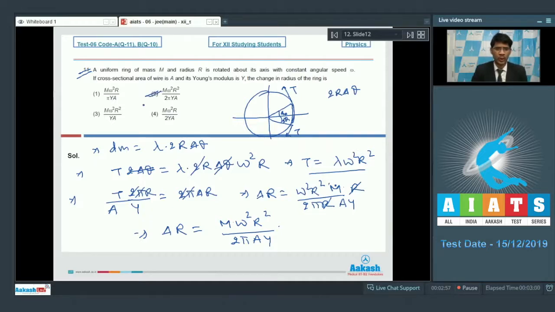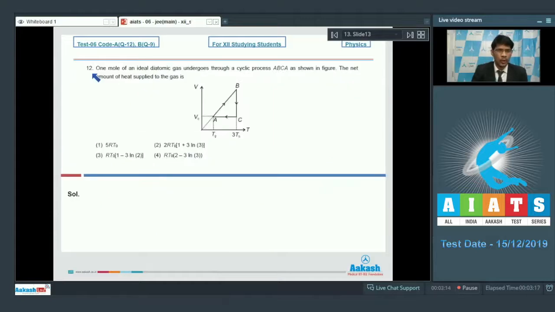Now let's proceed to question number 12. In question number 12, 1 mole of an ideal diatomic gas undergoes a cyclic process ABCA as shown in the figure. The net amount of heat supplied to the gas is. Looking into the diagram, it is very clear that the process from A to B is isobaric, process from B to C is isothermal, and from C to A is isochoric.